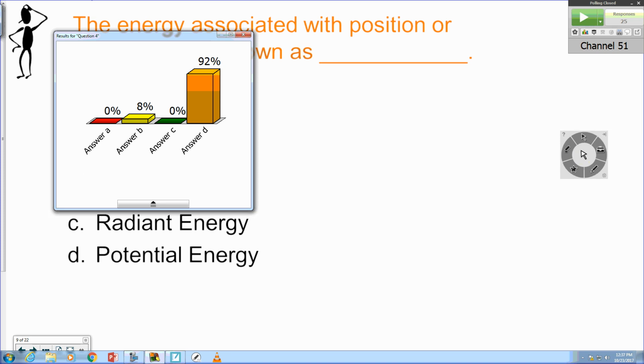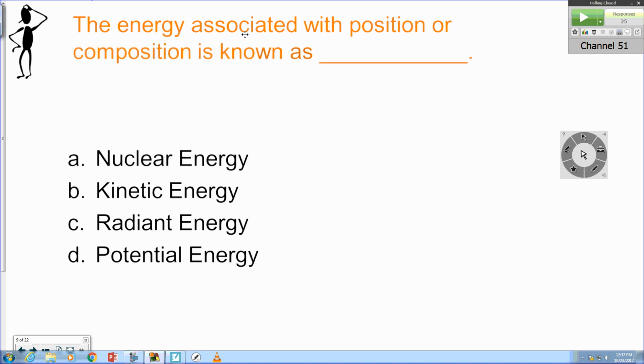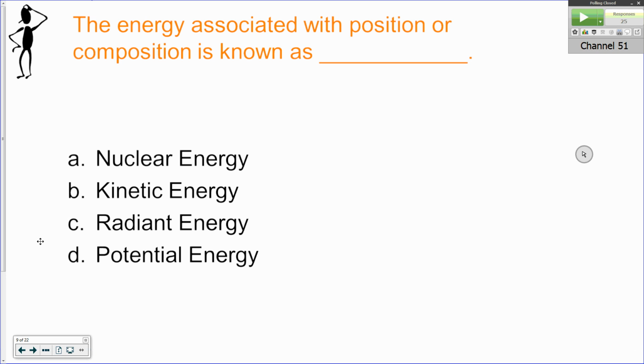Whatever. So if we look at which ones we got, the dominant answer is D on this that you put. So energy associated with position is exactly that. It's potential energy in the system.